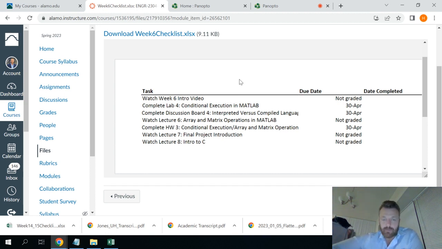Next, the good thing to do would be to complete discussion board 4, which is a freeCodeCamp blog that compares interpreted versus compiled languages. The reason I think that's important to do this week is we're going to move towards MATLAB at the beginning of the week and into C towards the end of the week. And MATLAB, of course, is interpreted and C is compiled. So you can just see some general trends and advantages and disadvantages of those languages.